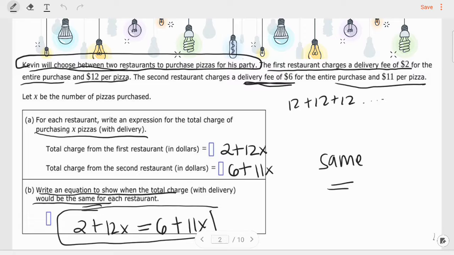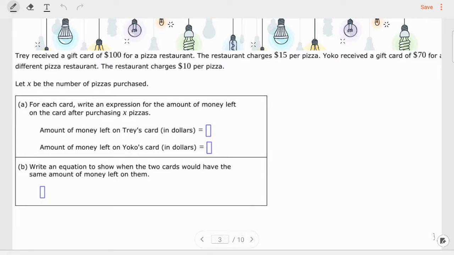So there's example number 1, and we're going to move on and practice writing some more. Trey received a gift card of $100 for a pizza restaurant. Must be hungry. I like pizza, I guess. The restaurant charges $15 per pizza. Okay, Trey received a $100 gift card, and the restaurant charges $15 per pizza. Yoko received a $70 gift card for a different pizza restaurant, and that restaurant charges $10 per pizza.